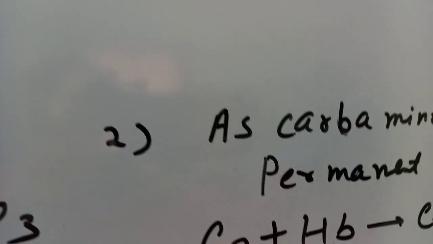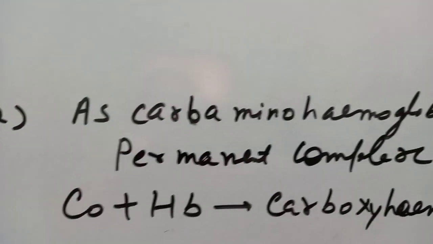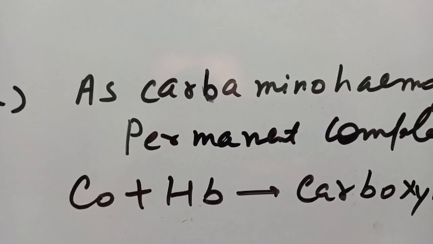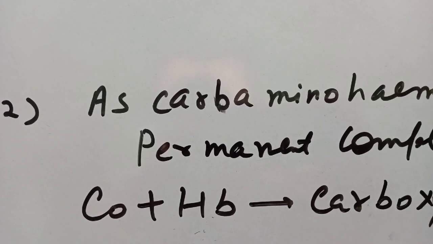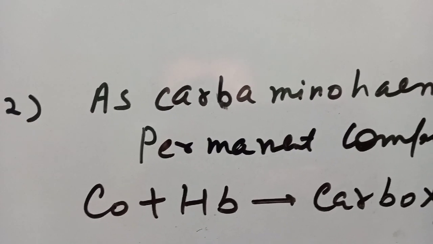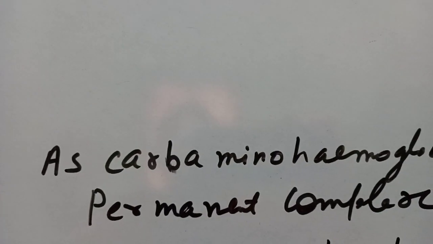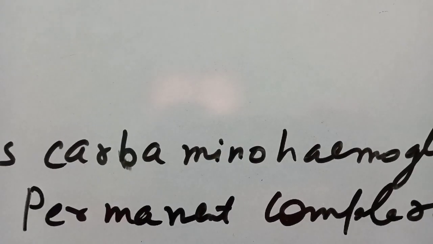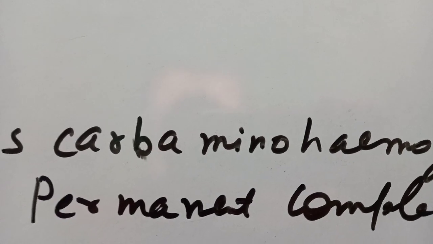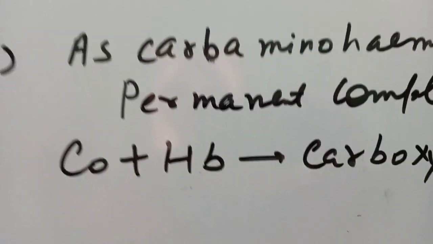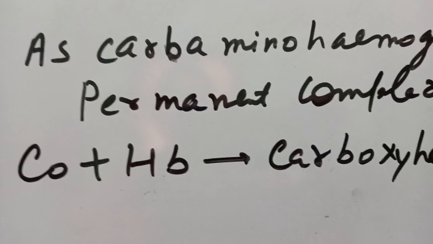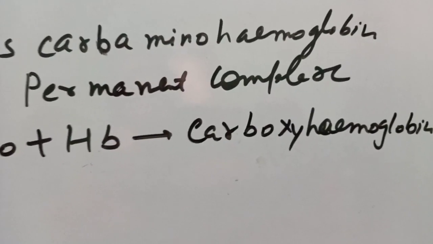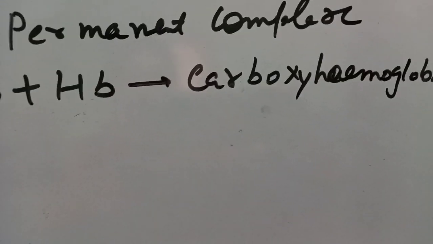The next method by which carbon dioxide is transported is in the form of carbaminohemoglobin, and 23% of carbon dioxide is transported as carbaminohemoglobin, and it is also a temporary complex. The other way is that if instead of carbon dioxide, carbon monoxide is joined with Hb, that is hemoglobin, it will form carboxyhemoglobin, and this is a permanent complex.